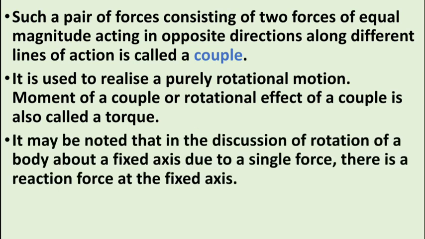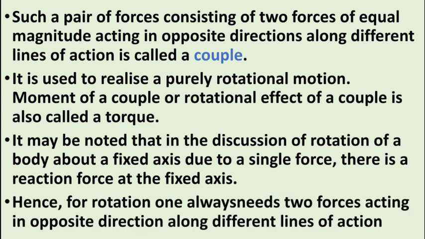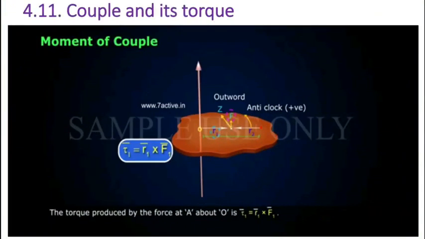It may be noted that in the discussion of rotation of a body about a fixed axis due to a single force, there is a reaction force at the fixed axis. Hence, for rotation, one always needs two forces acting in opposite direction along different lines of action. Couple and its torque can be explained in animation like this.